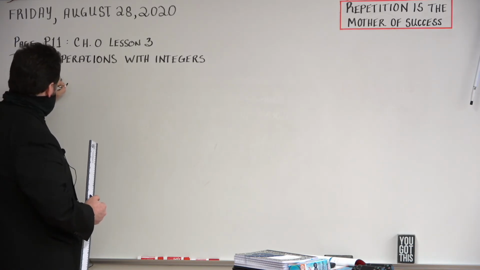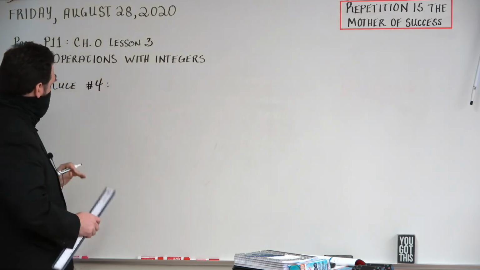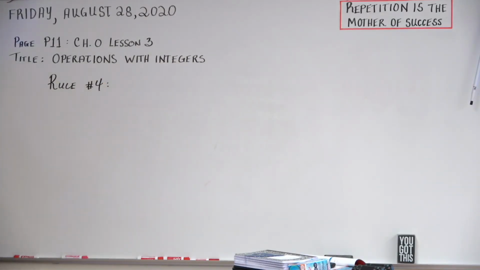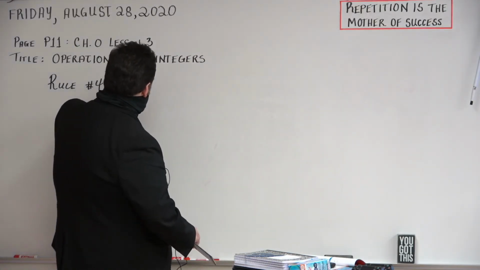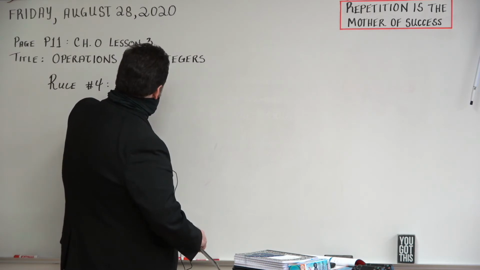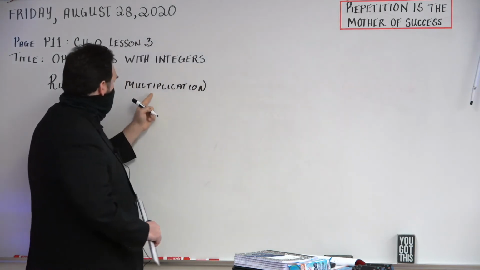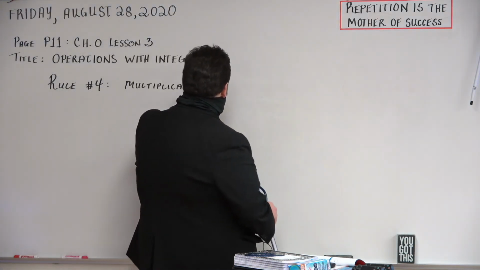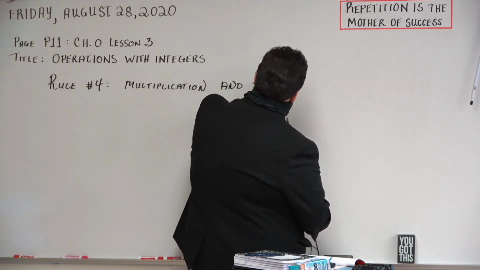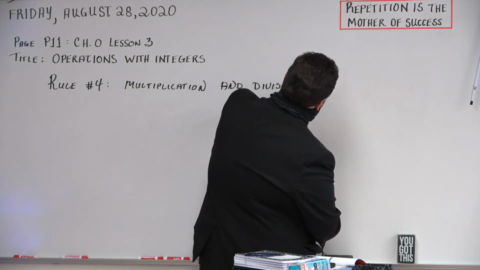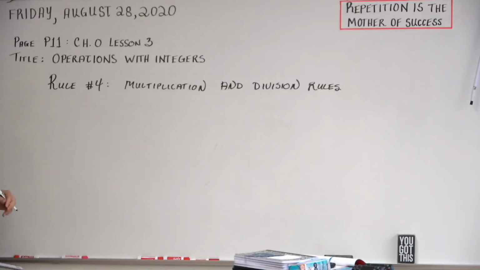Rule number 4. And I think all of you will know these rules. We're going to call these the multiplication and division rules. Okay, here we go. And I'm going to make this as a table.